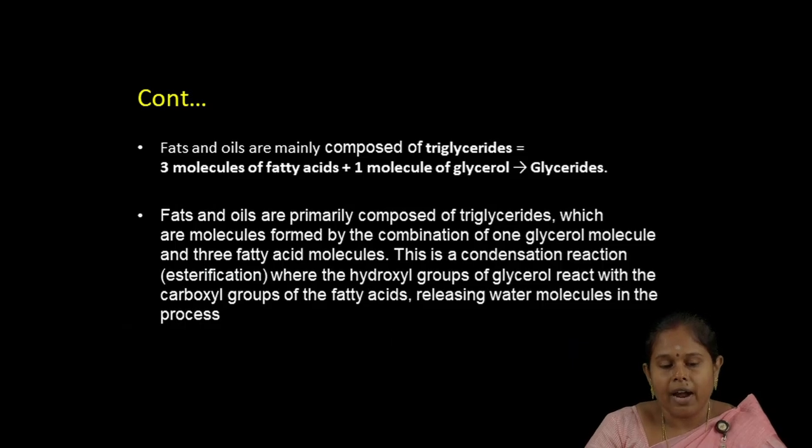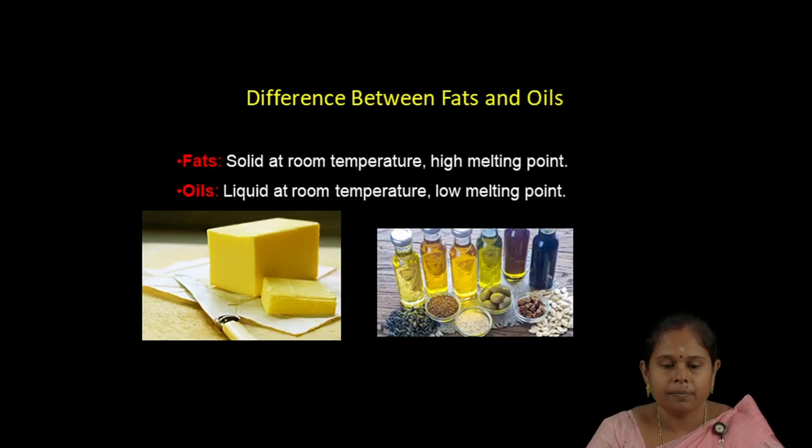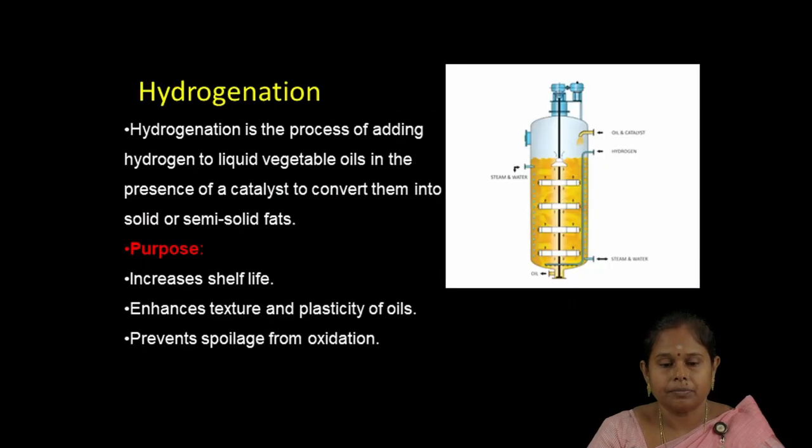Next, fats and oils are mainly composed of triglycerides. Three molecules of fatty acid plus one molecule of glycerol give a triglyceride. Glycerides are fats and oils. Differences between fat and oils: fat is solid at room temperature and has a high melting point, and oil is liquid at room temperature and has a low melting point.